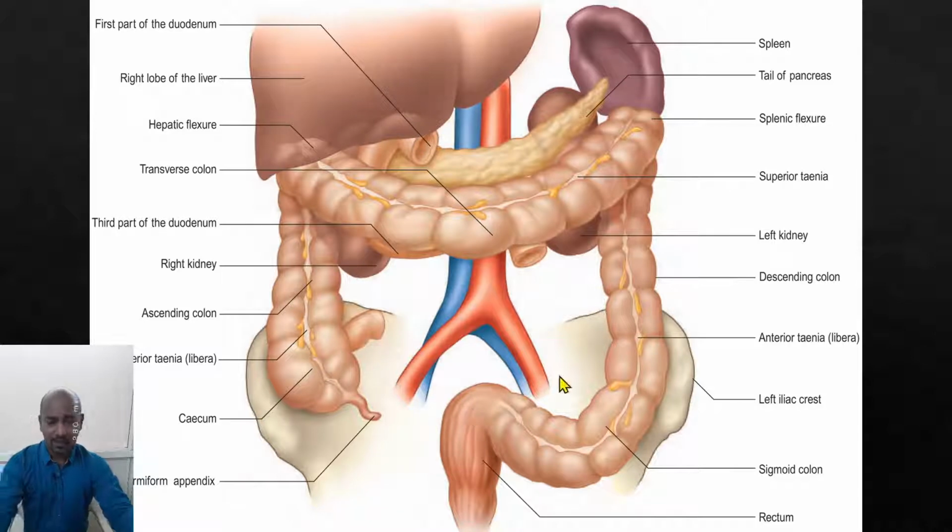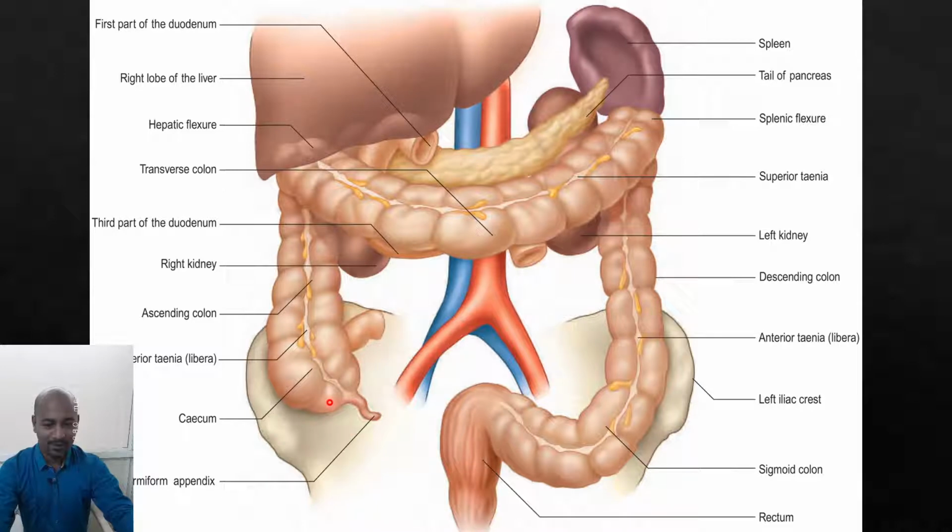So, what is appendix? Can anyone tell me what the word appendix means? Anyone? So here is the appendix. What do you understand by the word appendix? It's a projection. It's finger-like. Appendix means it's an appendage, it is an add-on.